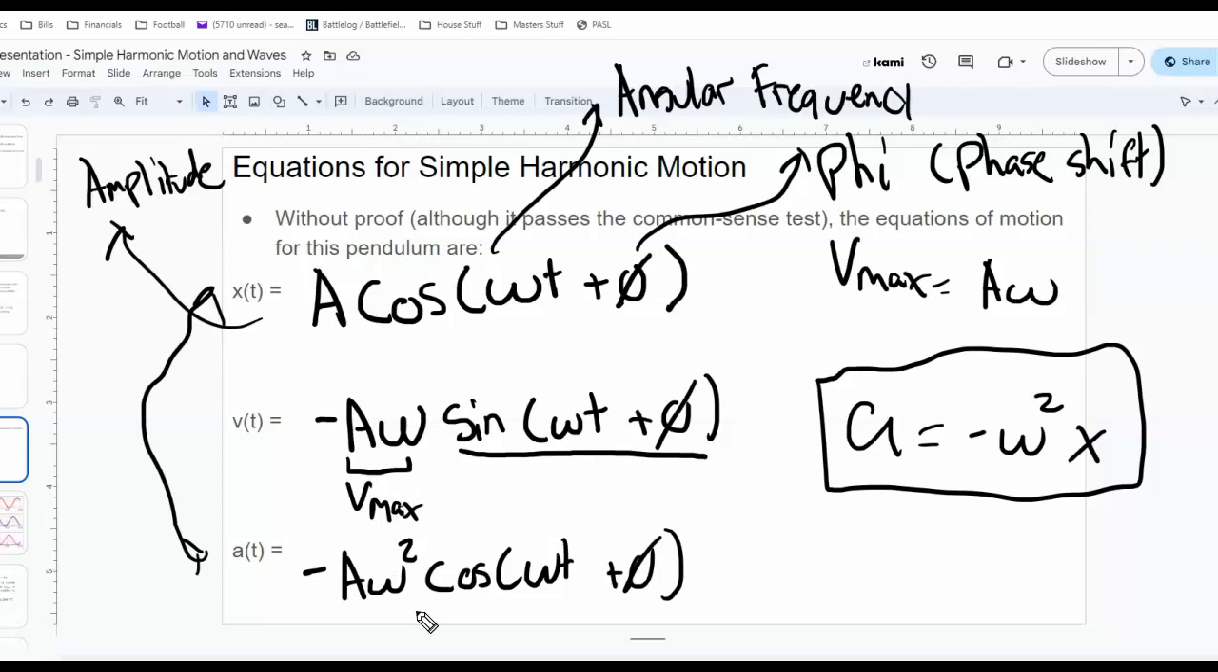That is, the acceleration has to be proportional to the displacement and in the opposite direction of the displacement. Okay, so these are our equations of motion. All right, so pause it there. Make sure you have all this down. Let's go to the next slide.